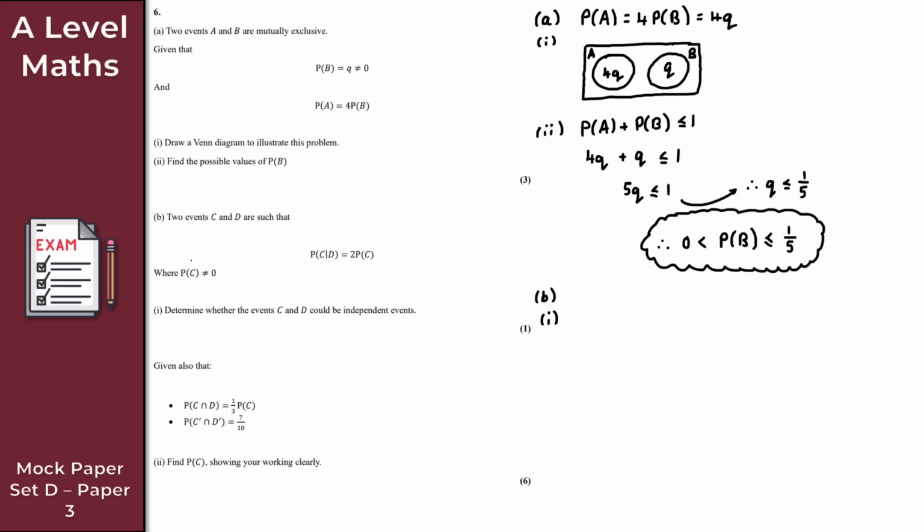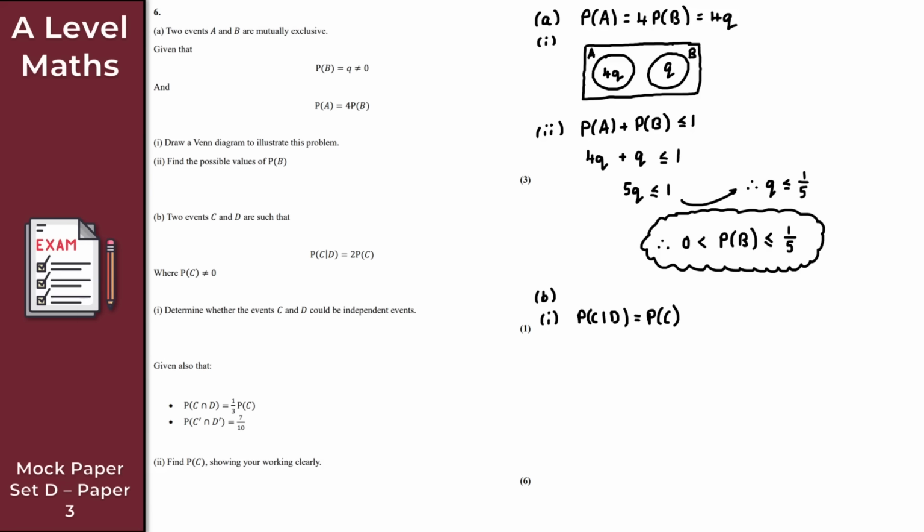The probability of C cannot be equal to 0. So for the first part here then, we just need to determine whether the events C and D could be independent events. Now you should be aware here then that if C and D are independent, then the probability of C given the event D is simply equal to the probability of C, like so, okay?